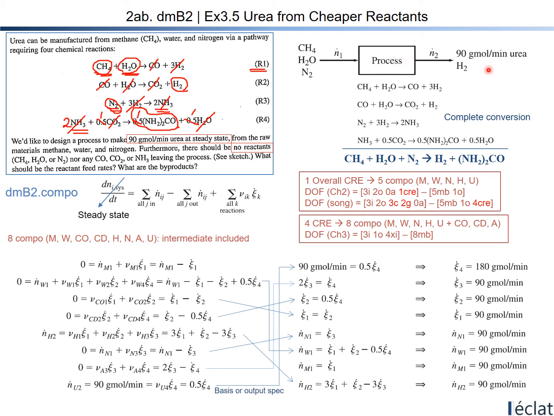So in the upstream, you will have the urea here and hydrogen. The raw materials include methane, water, nitrogen as the raw materials. The question is, what should be the reactant feed rate and what are the byproducts? So 1, 2, 3, 4. Those 4 variables are our targets for calculation.